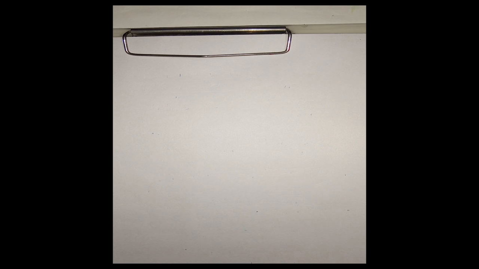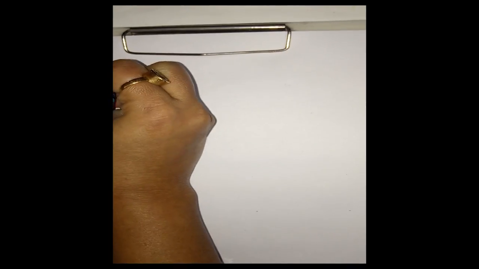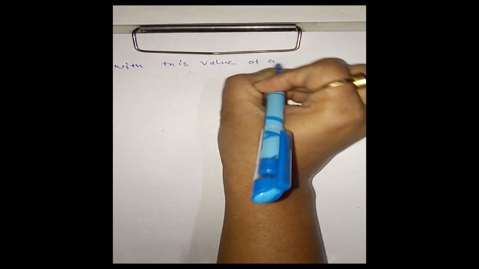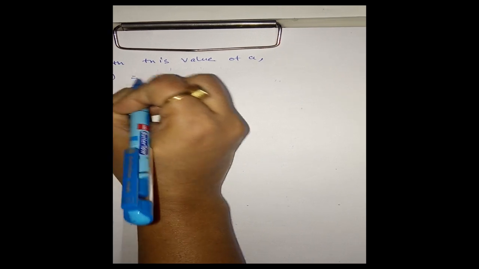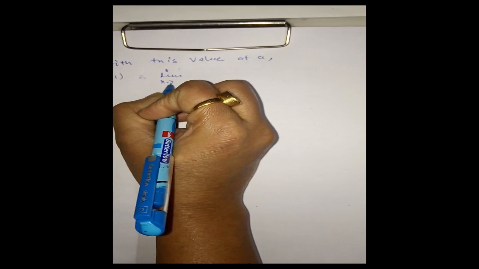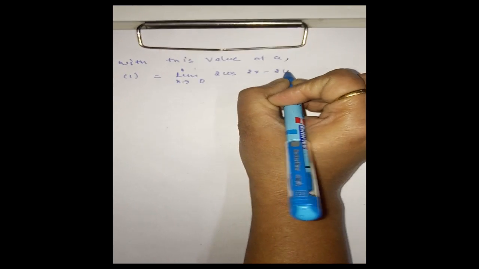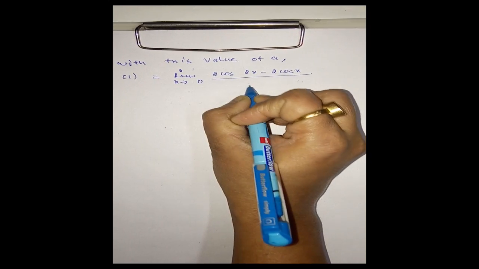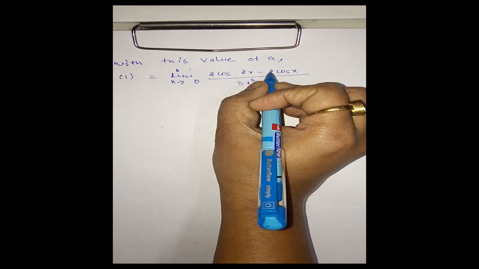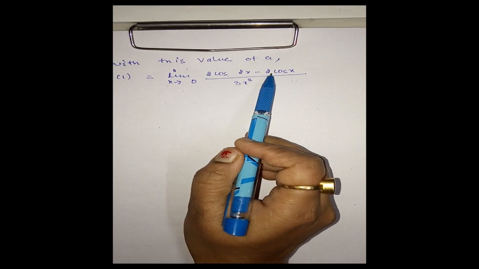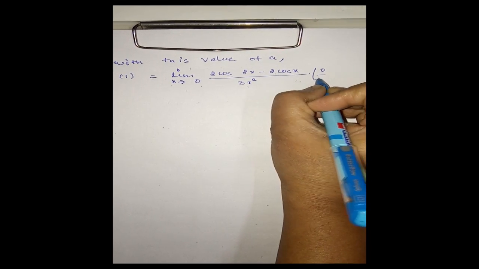Now for this value of a, we have to find the value of L. With this value of a, equation number 1 is equal to the limit as x tends to 0 of (2 cos 2x - 2 cos x) / 3x squared, on taking a to be minus 2 here. Now on taking x to be 0, this will be 2 minus 2, 0. The denominator is also 0, so it is 0 by 0 form.